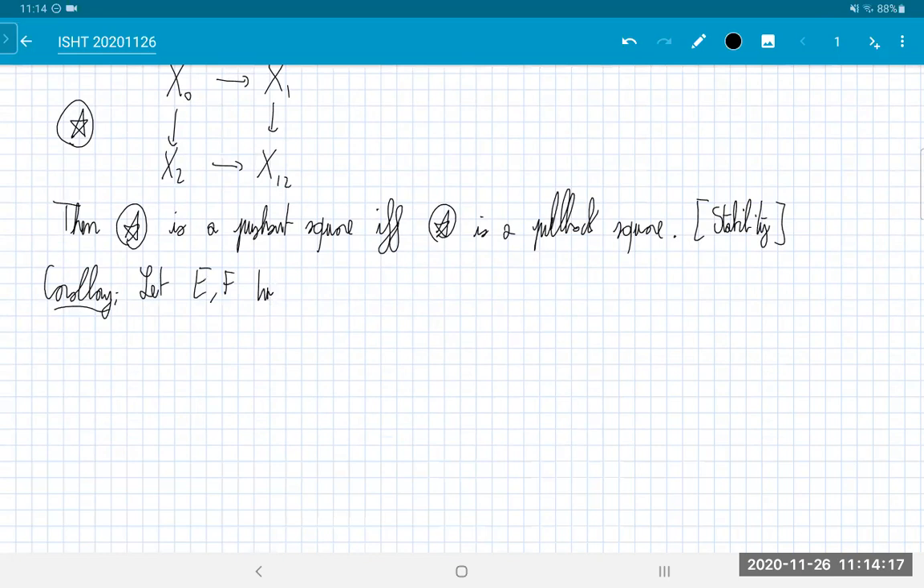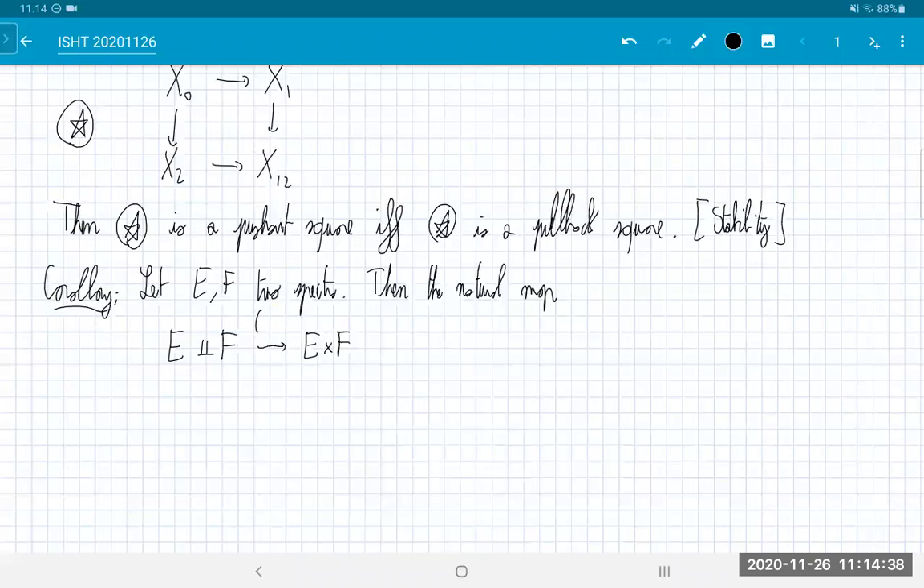Let E, F be spectra. Then the natural map from the coproduct (sorry, I shouldn't call it disjoint union) to the product, which exists because this is a pointed category and corresponds to the matrix 0, 1, 1, 1, 1, 0, 0, is an equivalence. This is sometimes called, under the name of Sp, semi-additive. The coproduct and the product are the same.